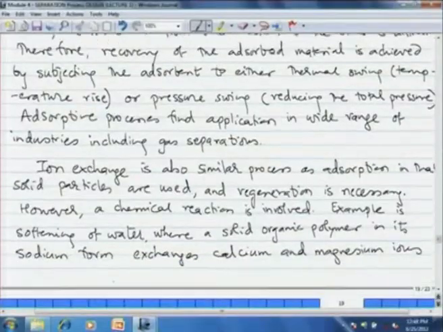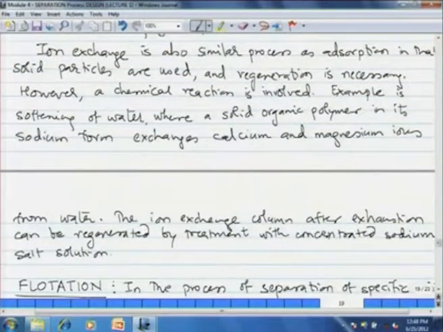Ion exchange is a cousin of adsorption. Ion exchange is also a similar process as adsorption, in that solid particles are used and regeneration is necessary. However, in this case a chemical reaction is involved. Example is that of softening of water, okay, especially the boiler feed water, which is used for generation of steam, where in this case a solid organic polymer in its sodium or H form, the hydrogen form, exchanges calcium and magnesium ions, which are likely to precipitate, which is called hardness of water, from water.